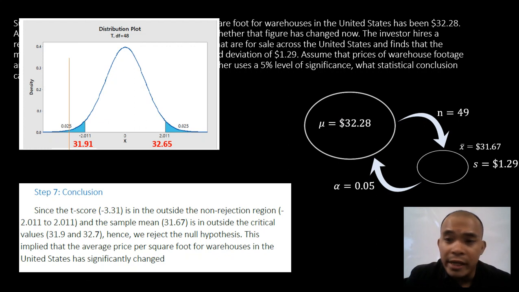So how do we conclude this one? Since the t-score negative 3.31, which is around here, is outside of the non-rejection region, or basically is in the rejection region, and the sample mean is 31.67, which is outside the critical values of 31.91 and 32.65, hence we reject the null hypothesis. This implies the average price per square foot for warehouses in the United States has significantly changed. Okay, so good luck and God bless.